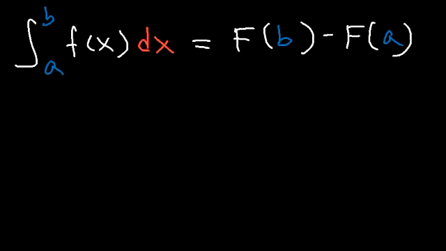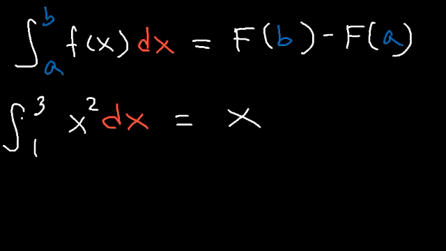So now let's evaluate the definite integral from 1 to 3. First, find the antiderivative of x squared. It's x cubed over 3. Now you don't have to worry about the constant c, because when you perform F of b minus F of a, there's going to be two c values, and they're going to cancel. So you don't have to worry about the constant of integration.